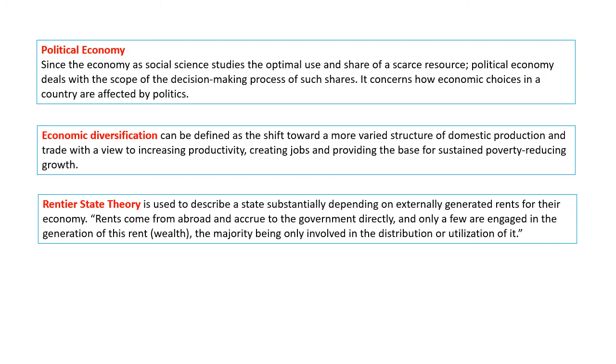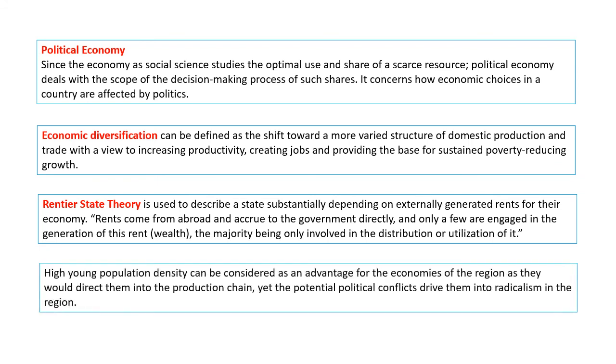Rentier state theory is used to describe a state substantially depending on externally generated rents for their economy. Rents come from abroad and accrue to the government directly, and only a few are engaged in the generation of this rent, wealth, the majority being only involved in the distribution or utilization of it. High young population density can be considered as an advantage for the economies of the region as they would direct them into the production chain, yet the potential political conflicts drive them into radicalism in the region.